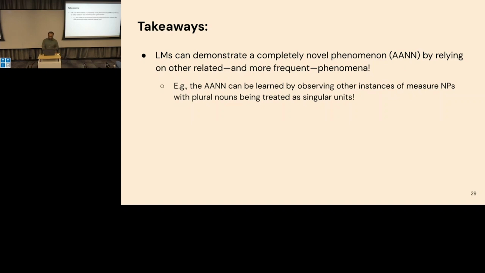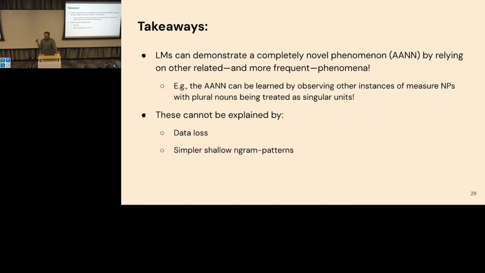So just as an intuitive explanation, the ANN can be learned by observing other instances of measure noun phrases with plural nouns when they're being treated as a singular unit. And so this observation, as you saw with the comparison to the 4-gram baselines, cannot be explained simply by data loss. Randomly removing utterances did not affect performance, and also cannot be explained by simpler n-gram patterns. So there is something in the language model that is sensitive to the linguistic relation of these various related constructions.